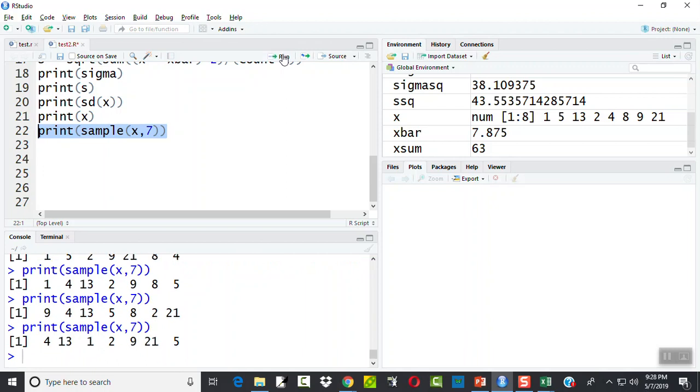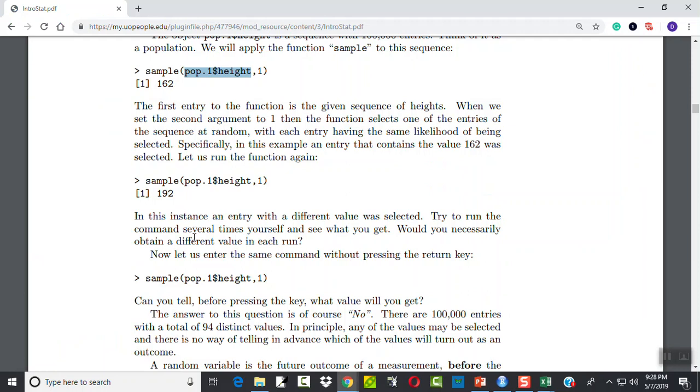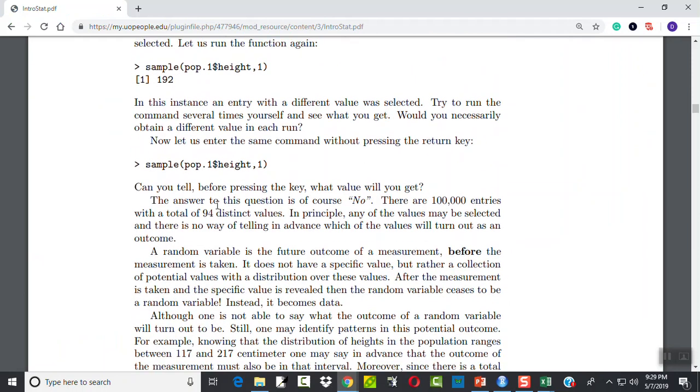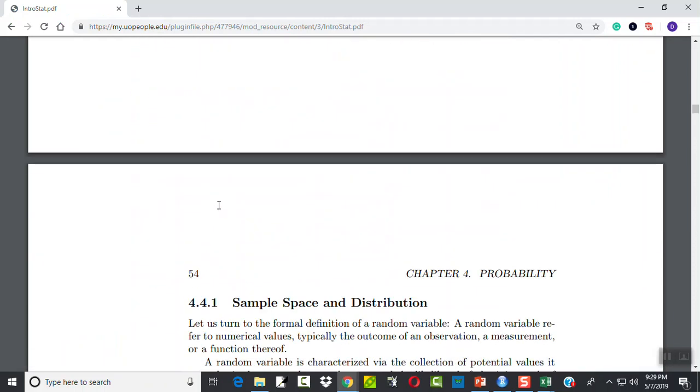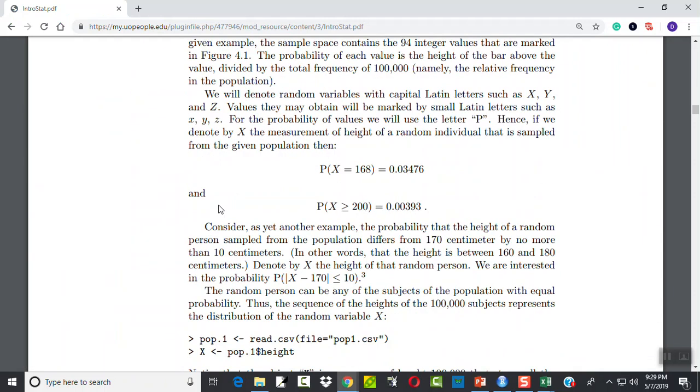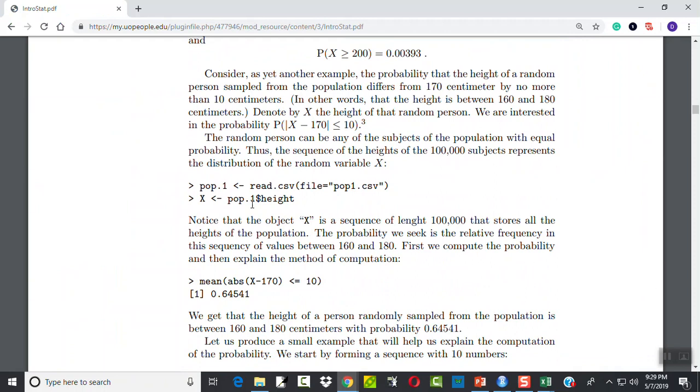Okay, I'm not seeing duplicates anywhere there. So the sample looks like it doesn't give you duplicates, which is good. But that's what the sample does. It takes a random sample from within your data set. This talks about reading in the population and assigning it to X.